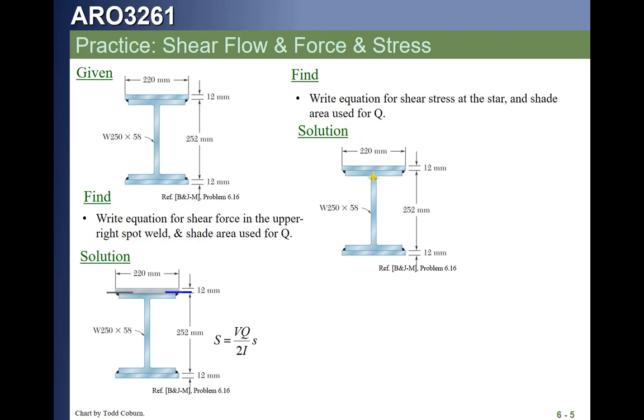Let's see, right there. If we wanted that, we draw our plane through the star, bang. We'd shade everything away from the centroid from there. That gives us two areas, that area and this area. We're going to get the Q of both of those added together, and our shear stress would be VQ over I, and then our width dimension is, that's right, the thickness. Bang.